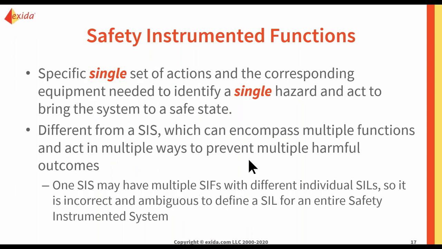Let's quickly look at a definition of a SIF. A SIF is related to a specific single set of actions corresponding to the equipment that's needed to identify a single hazard and act to bring the system back to a safe state. Remember, that's why we have such a focus on PHA, because each SIF is related to one single hazard. And within the PHA, we try to identify those hazards. So that's why PHA is usually the very crucial workshop, or crucial process, for the input for the design of the SIFs.